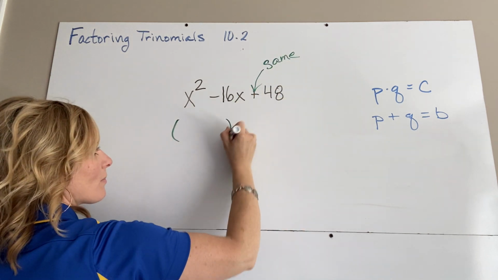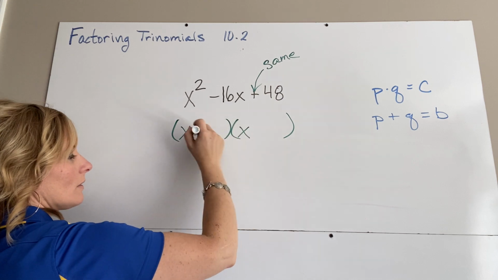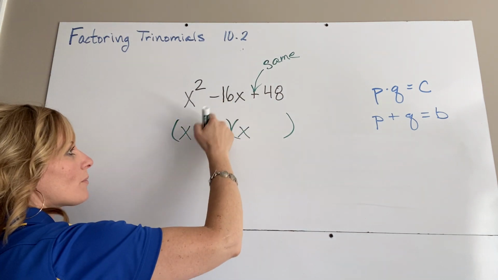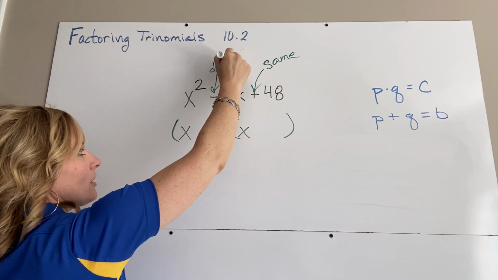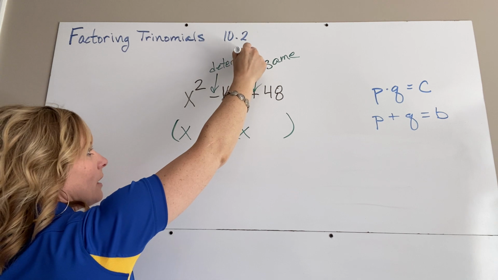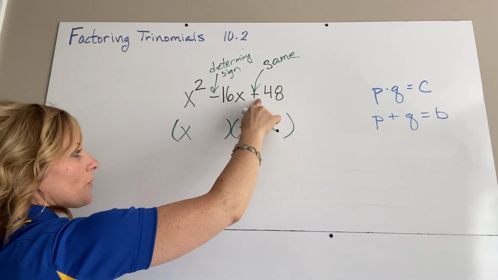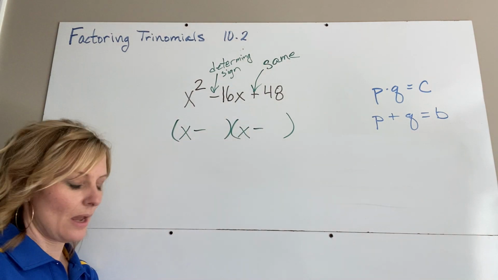Okay, so when we set up our parentheses, because this is positive, it's this little cheat that I've got for you. So this positive means that both of them are going to be the same, and this is what determines it. Okay, determining sign, and that's in your notes. Because they're both the same, we know they're both negative. That's a big help, okay?